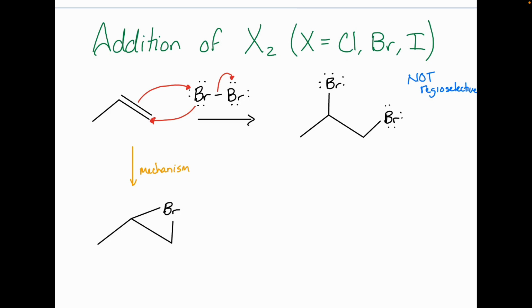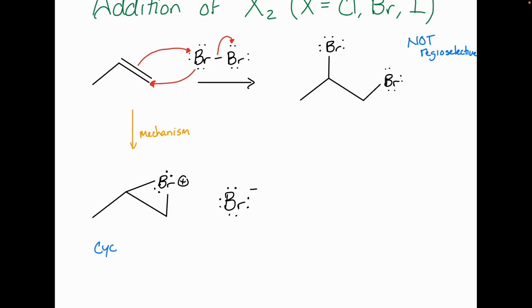Because of this, now this halogen has two bonds and two lone pairs, leaving it with a positive formal charge. And I also have my negatively charged bromide ion in there as well, right? So I still have my charge conservation in this step. Okay, so this mechanism is characterized by this cyclic intermediate. And there are some interesting consequences to this that we'll see in a second here.